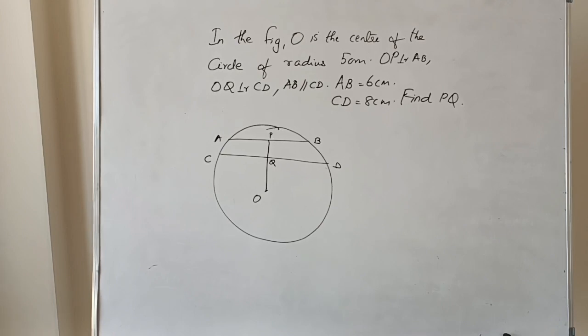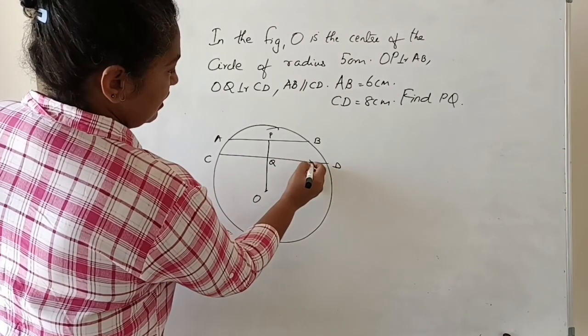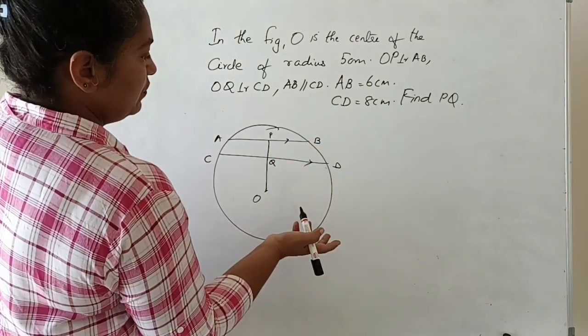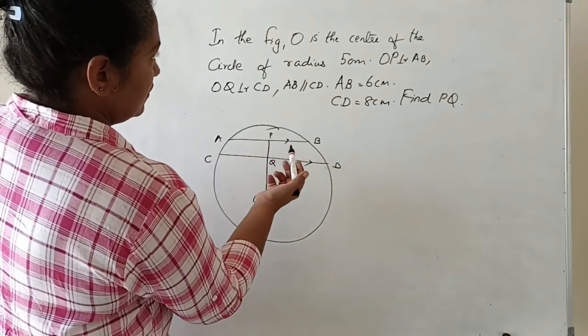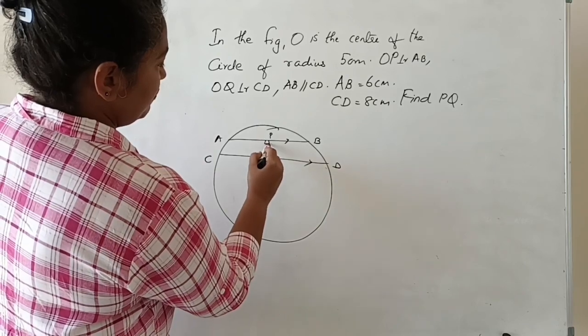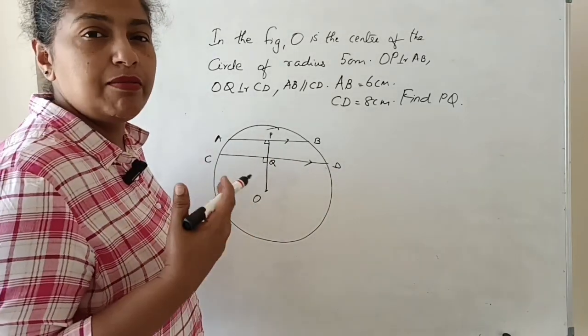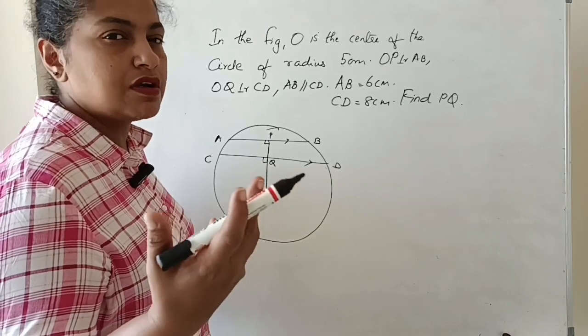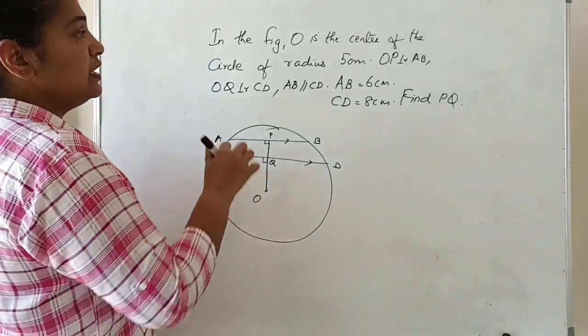In the figure, O is the center of the circle of radius 5 cm. OP is perpendicular to AB, OQ is perpendicular to CD, etc. So we need to find the measure of PQ. PQ is the length of the line segment in between the chords AB and CD. AB and CD are given to be parallel chords as well. The diagram is already given to you. This is perpendicular and this is also perpendicular. So whenever you see a diagram like this, immediately the theorem, the perpendicular from the center of a circle to a chord bisects the chord, comes to your mind.